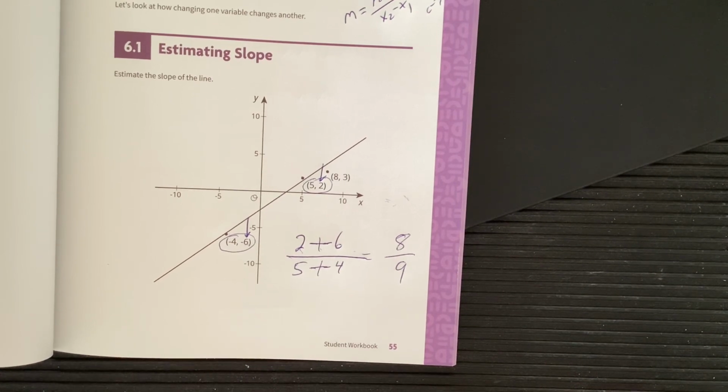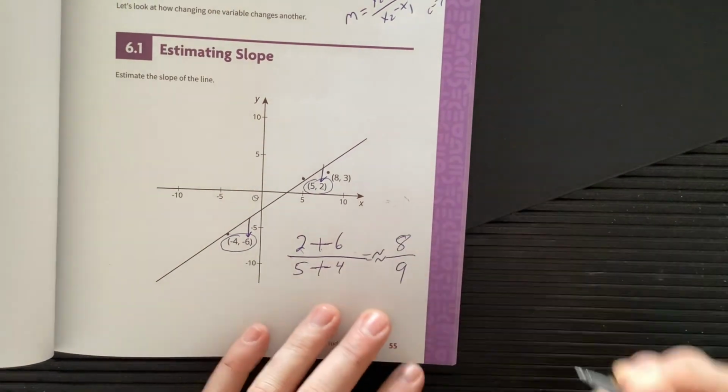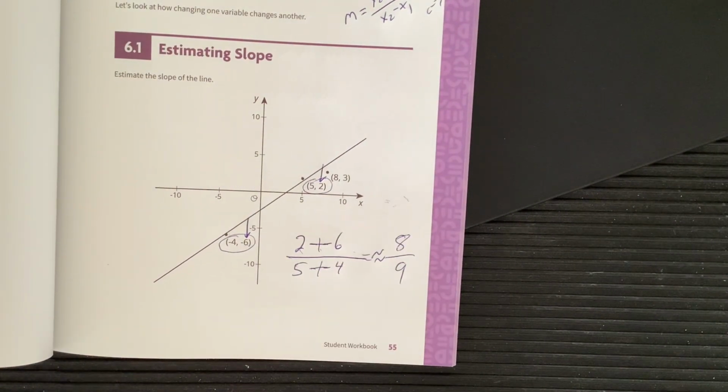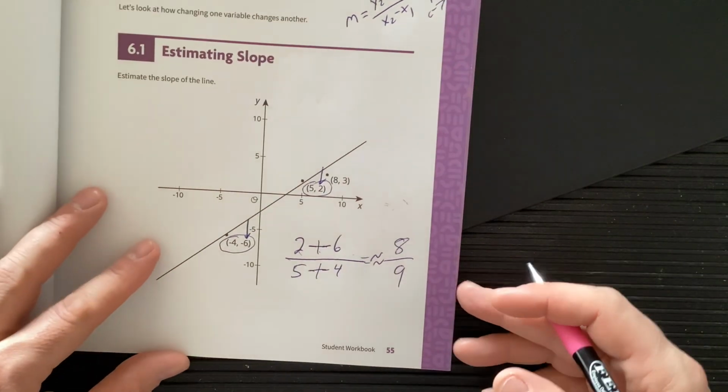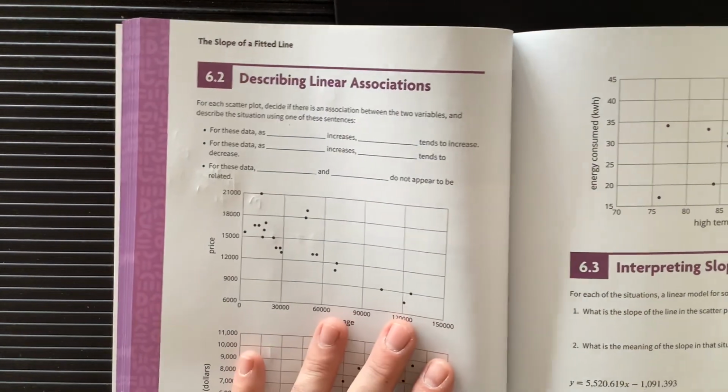So the slope is 8/9 if it would go through those 2 dots. So that's a pretty good estimate. I can prove it's an estimate by putting the little squigglies in there. It means approximation. So around 8/9. If you said 1, that was probably a pretty good guess. It's a little less than 1. But that is the slope formula. That'll work true for any of them.